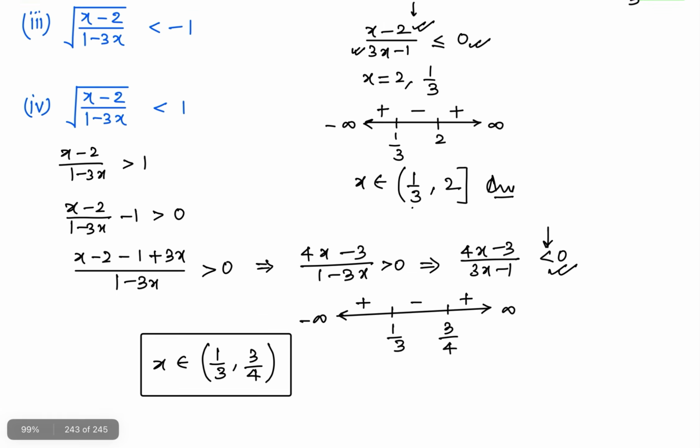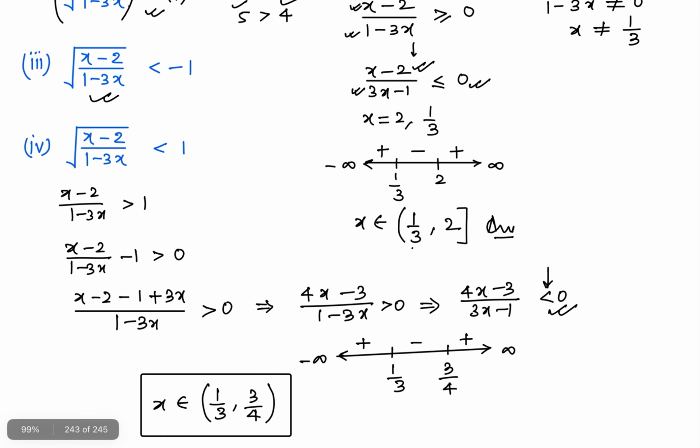Now in the third question we can see that this non-negative number is less than minus 1. That means this inequality says that this is a negative number, and we can surely say that it can't be possible. So there is no solution for this inequality.